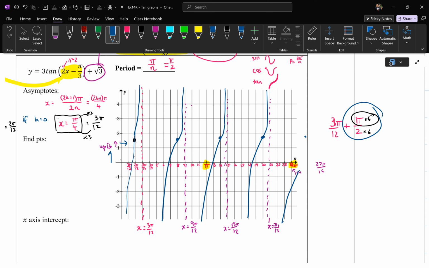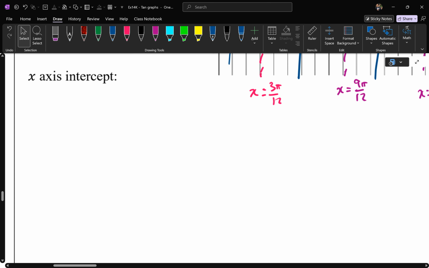Okay, so let's work out those points. X-axis intercept, let's start off there. So I've got a prediction now. We expect about 1, 2, 3, 4, and maybe 5 potentially. I reckon there's a fifth one. There's potentially 5 x-intercepts.